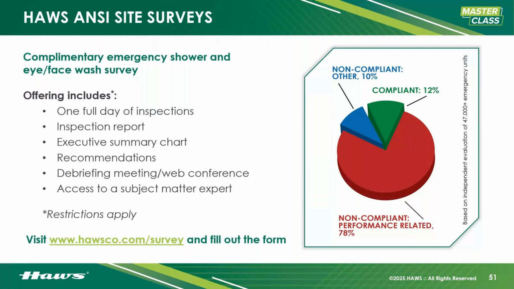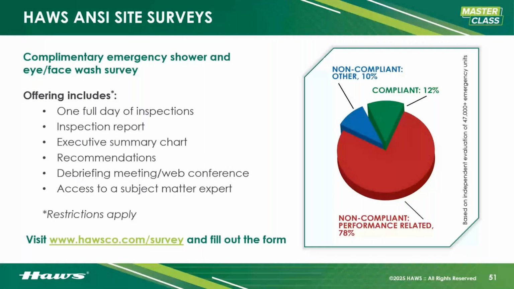Here at Haws, we run site surveys. We have been running these for a very long time, and over the years, we compiled all that data to see the percentage of units that are actually meeting full compliance, and that's what you're seeing on the chart to the right. 8 out of 10 attendees believe that over half their equipment meets the ANSI standard, when in fact 78% of emergency equipment is non-compliant. And that's the huge red slice that you see up there.